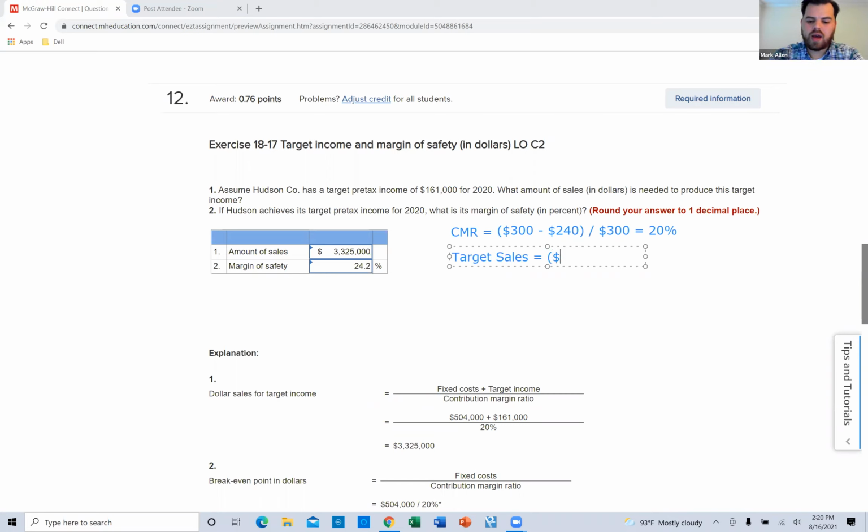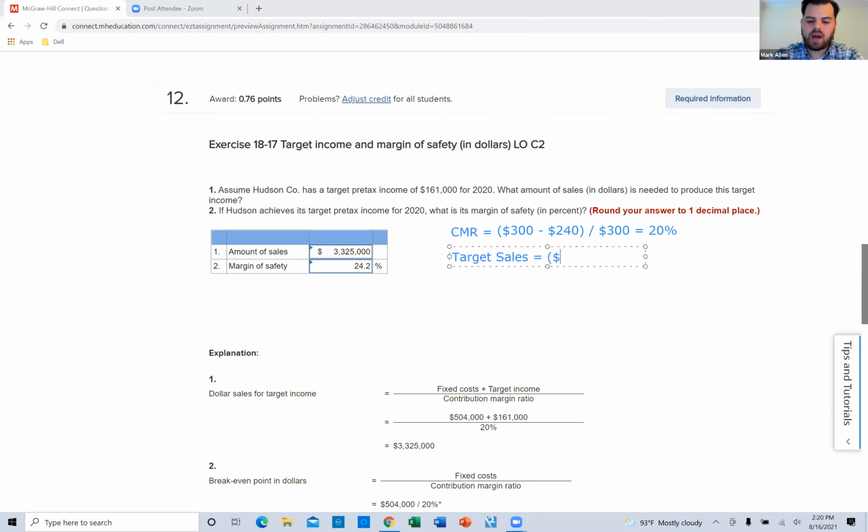But the next thing they ask is, well, what's margin of safety? And this is something we haven't talked about in this video yet. We should have talked about it in class though, or you should have read about it in the book if you're an online student. But in this case, what we find is that margin of safety is pretty much exactly what you would think it is.